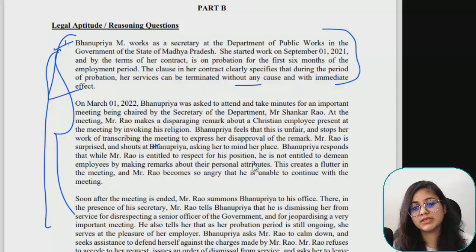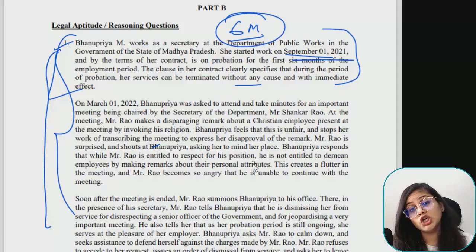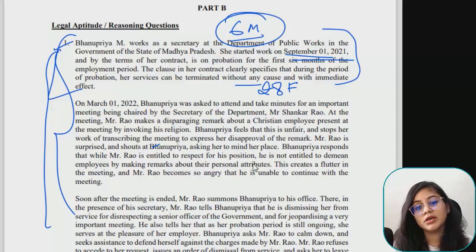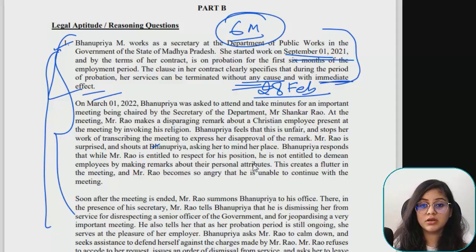Here, this question basically deals with the fact that Bhanu Priya, a government employee, has been running a probation period of 6 months. Her employment started on 1st of September. So the 6 months will end on 28th February. Right, and here it says that during the probation she can be terminated without any cause and with immediate effect, the employment can be terminated here.